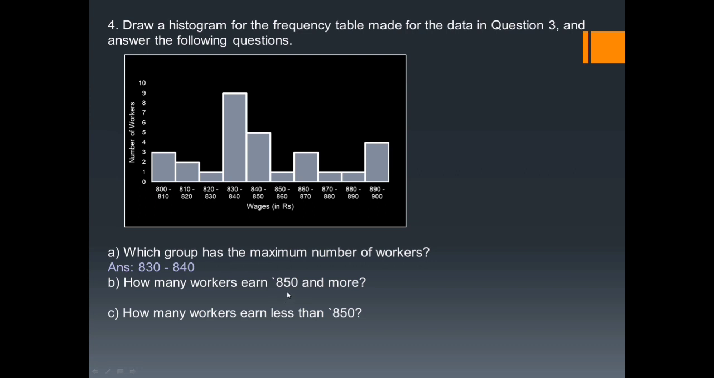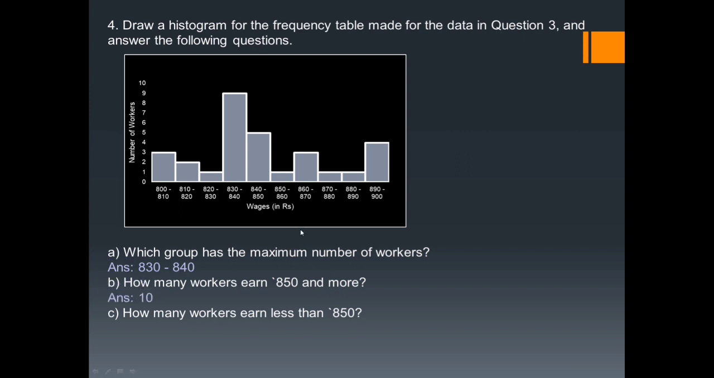Then how many workers earn 850 and more? 850 and more, here we have 1, 1 plus 3 is 4. 4 plus 1 is 5. 5 plus 1 is 6. 6 plus, this is 4, no? 6 plus 4 is 10. So 850 and more payable workers are 10 in number. Let's see whether it is correct or not. Yes, the answer is correct.